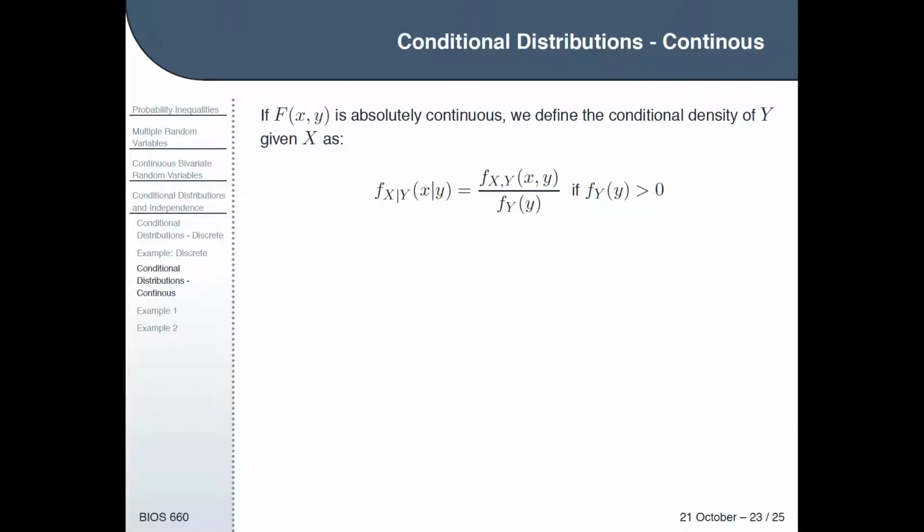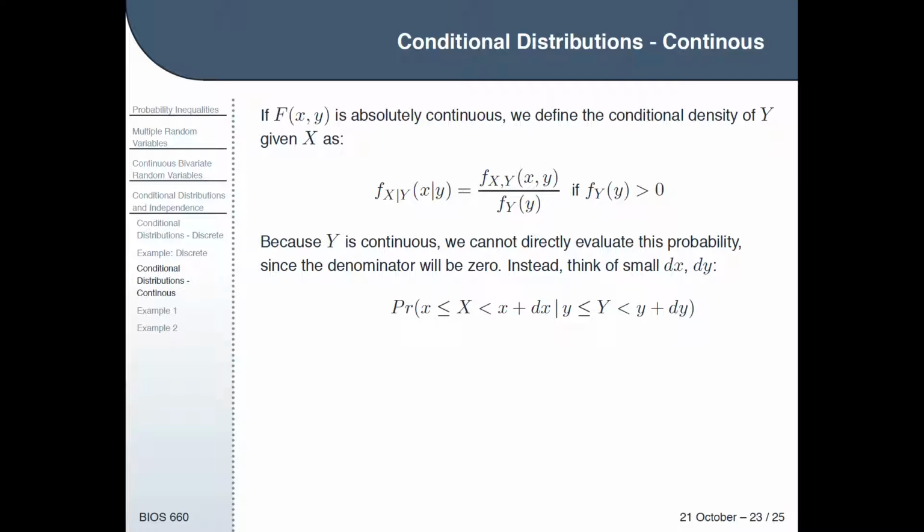And similarly, if f of x and y is absolutely continuous, you can get the conditional density of y given x by just taking the joint PDF divided by the marginal PDF, if the marginal PDF is greater than 0. Otherwise, this conditional probability doesn't make sense because you're conditioning on an event that can't happen.